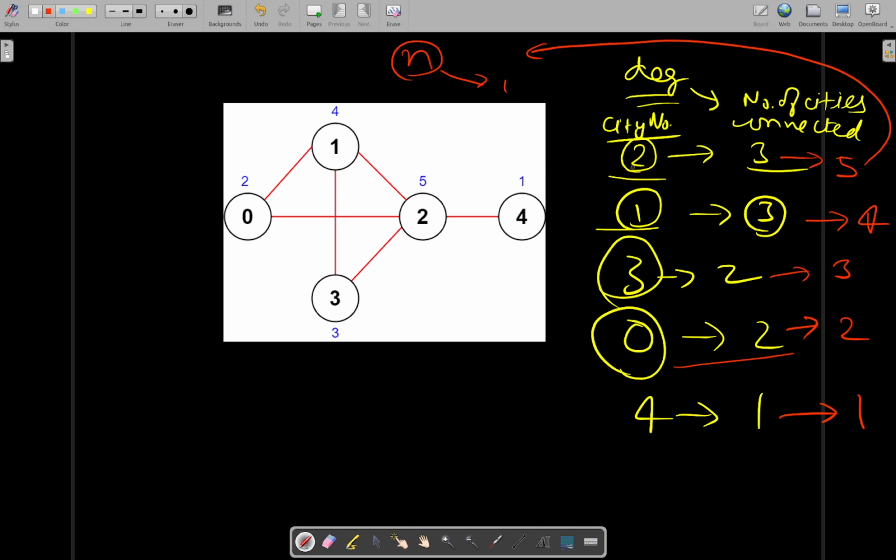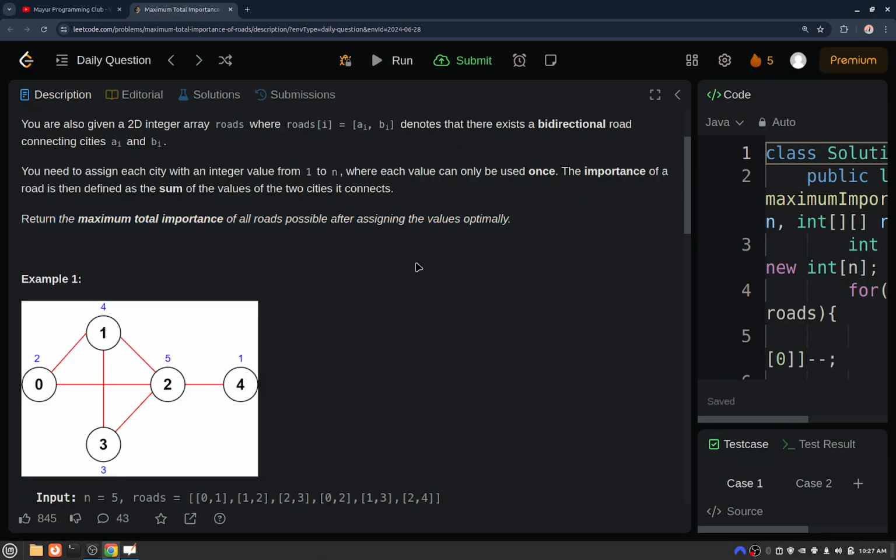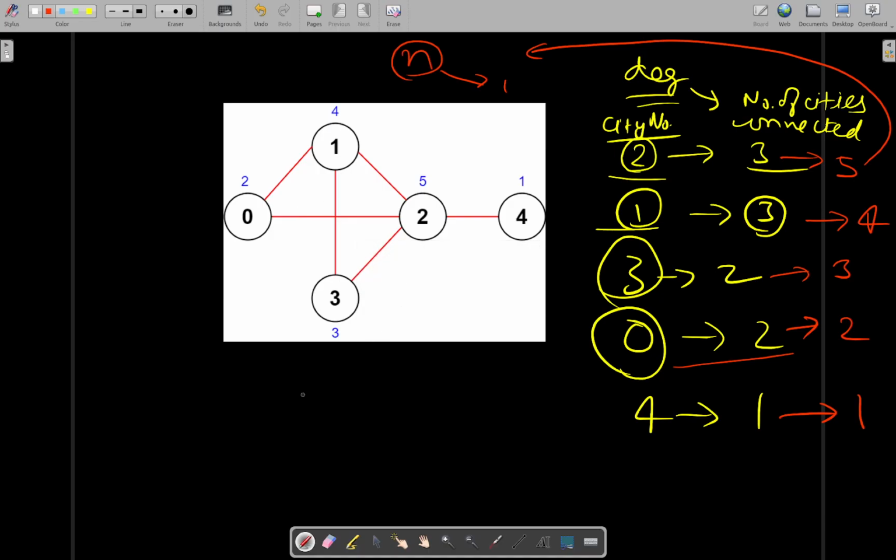We are only interested in seeing how many cities a particular city is connected with. This is the whole logic to solve this particular problem, and it will greedily give us the maximum total importance, which was what was asked. So in order to achieve maximum total importance, this is what we will do.